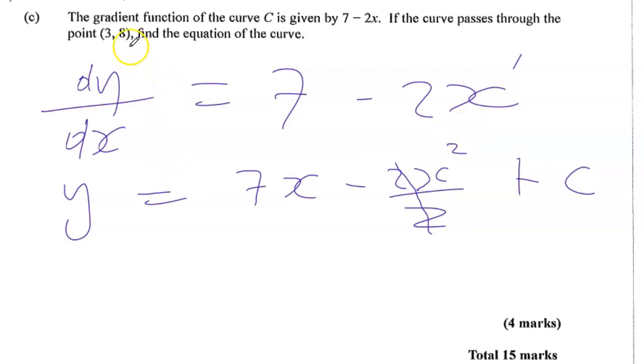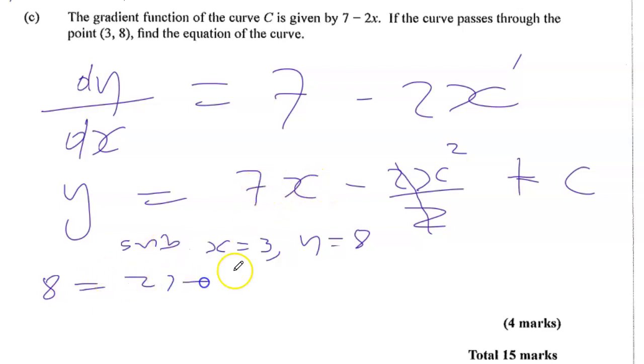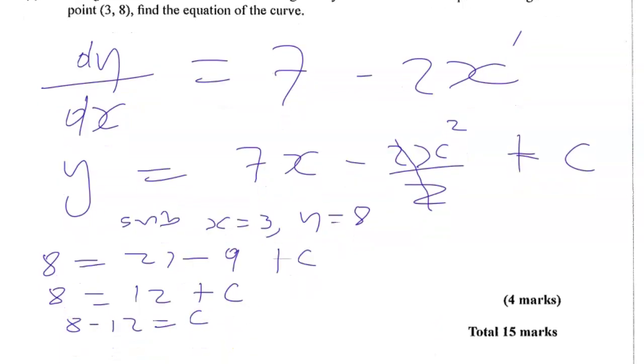We're going to substitute now these values to get c. So substitute x equal to 3, y equal to 8. So replace y with 8, x equal to 3. So 7 times 3, that's 21, minus x squared. So it's minus 3 squared, so minus 9, plus c. So 8, so 21 minus 9, that's 12, plus c. So 8 minus 12 equals c. So c is negative 4.